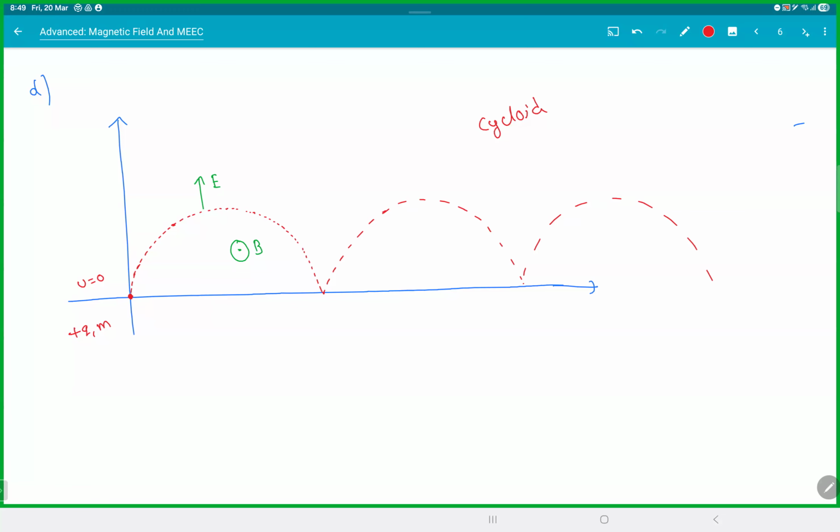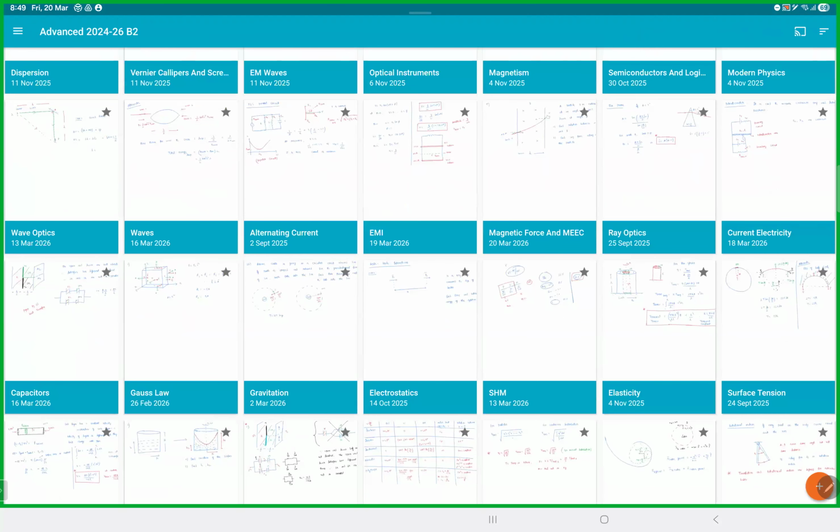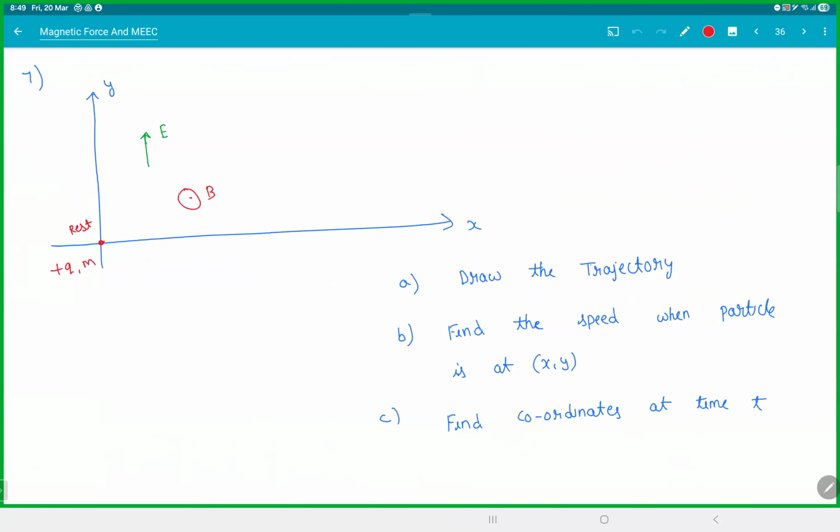Now, I'm not going to show you the derivation here, but I'll tell you how to get the result if this question comes, without doing the derivation. But you should definitely check out the derivation. That will teach you a lot of things on integration. This was there, the exact same question. You can see that. Draw the trajectory, speed, and so on.